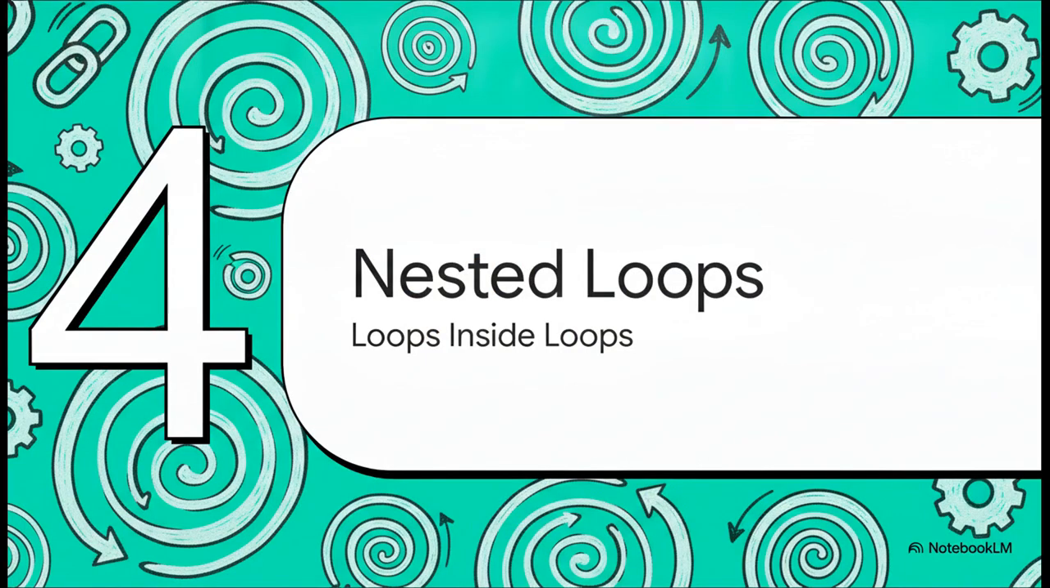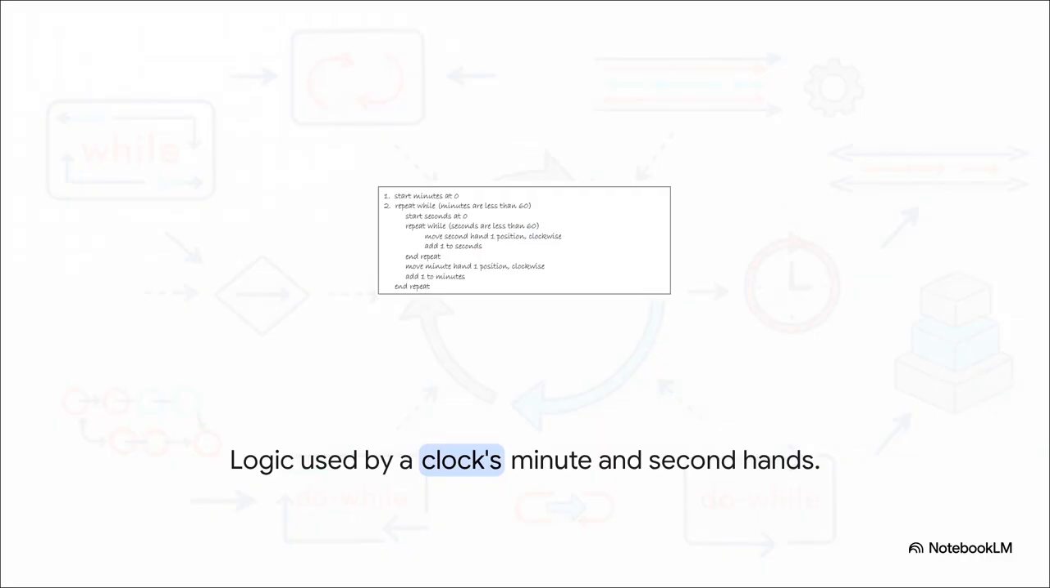Now for something a bit more fun. Section 4, nested repetition structures. Before we dive into the code itself, this clock analogy is spot on. Think of the seconds hand as your inner loop. It literally has to complete a full 60 iterations, ticking completely around the face, before the minutes hand, representing our outer loop, increments just one single time.